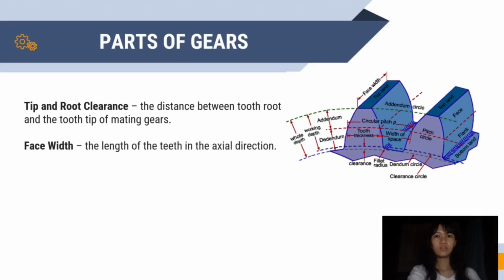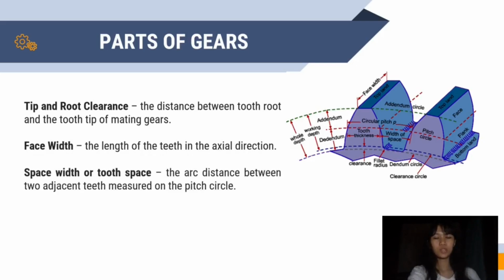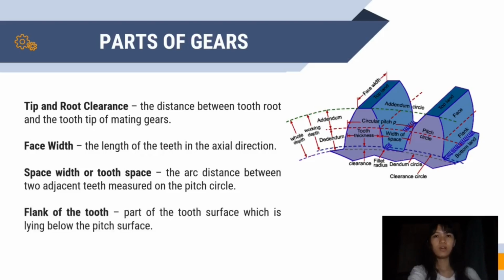Face width is the length of the teeth in the axial direction. Space width or tooth space is the arc distance between two adjacent teeth measured on the pitch circle. Flank of the tooth is the part of the tooth surface which is lying below the pitch surface.